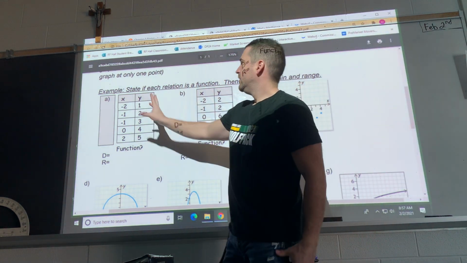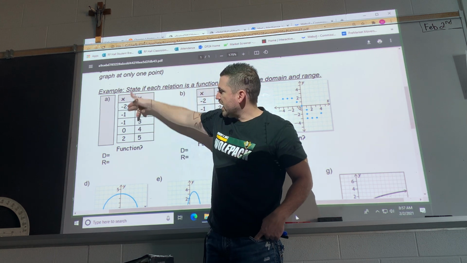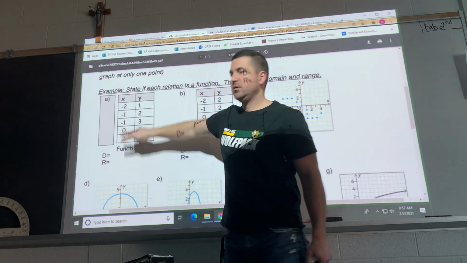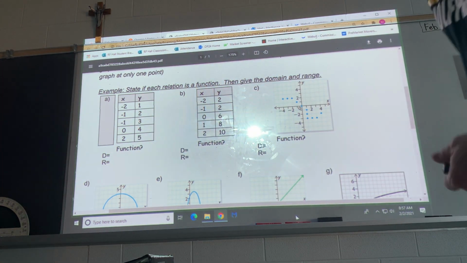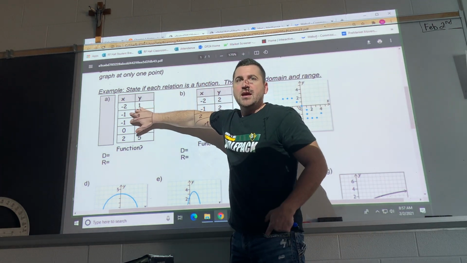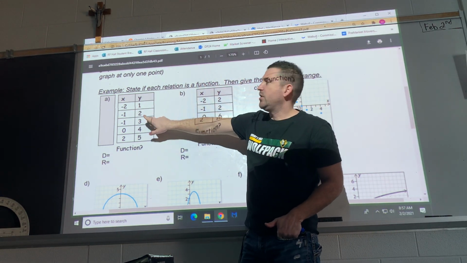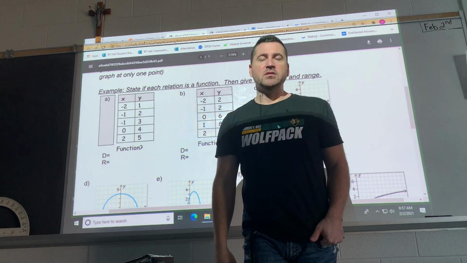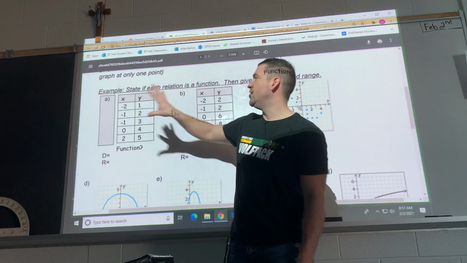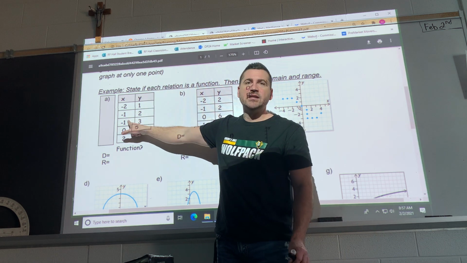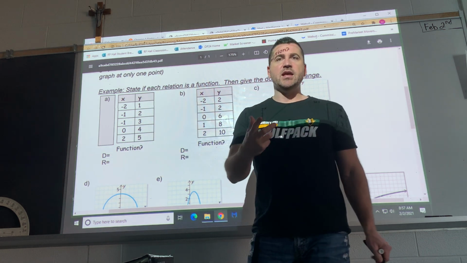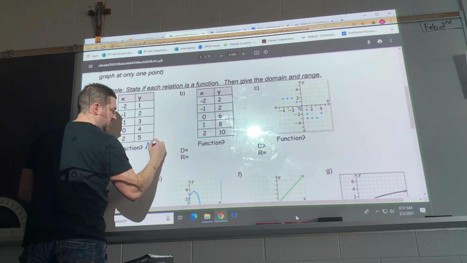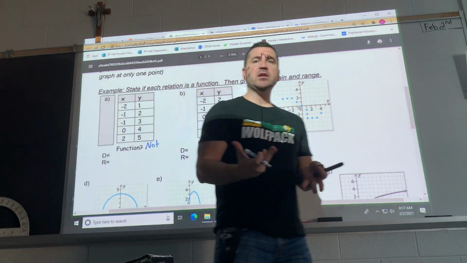Let's look at it. Here we have x values from -2 to 2, but we have two -1s. We have two -1s for x, and they have different answers. So for x equals -1, it has two answers, 2 and 3. This is not a function because x at -1 has two answers. So this one's not a function. It is a relation, but not a function.